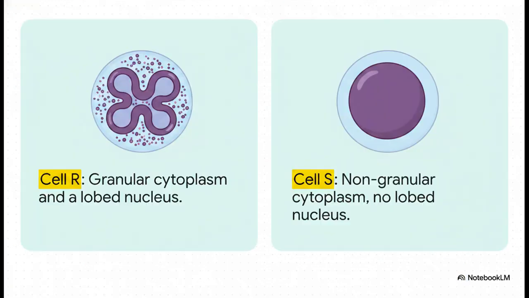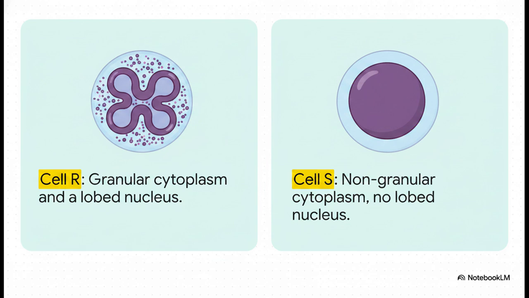Now, if you want full marks in the marking scheme when comparing cell R and cell S, you need to state a clear similarity and their differences. The easy part? The similarity. They're both white blood cells, also known as leukocytes, which are your body's pathogen fighters. But check out the differences.